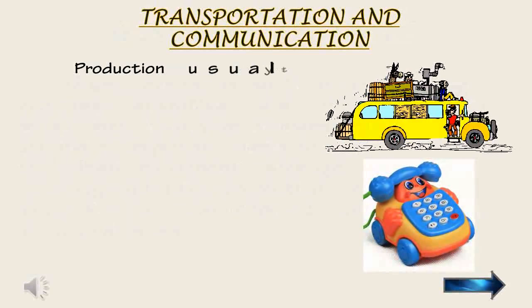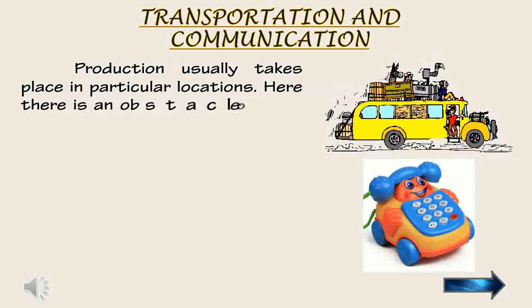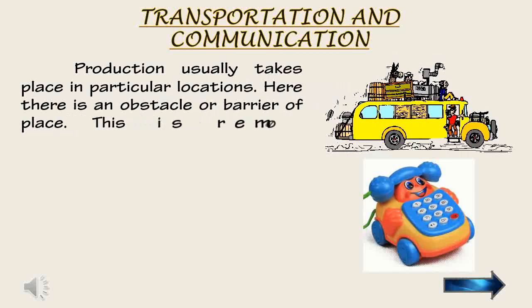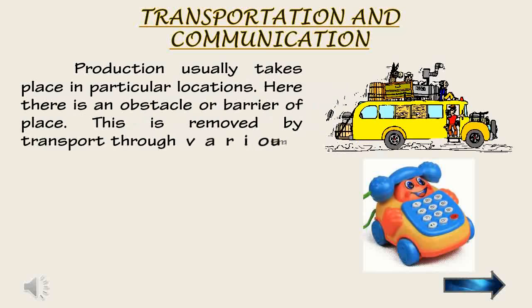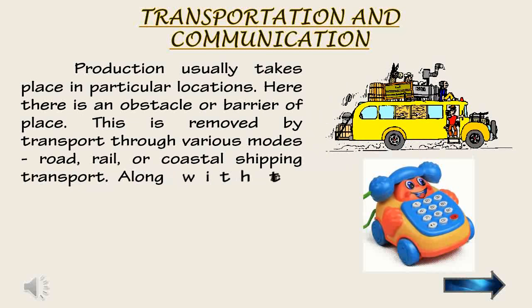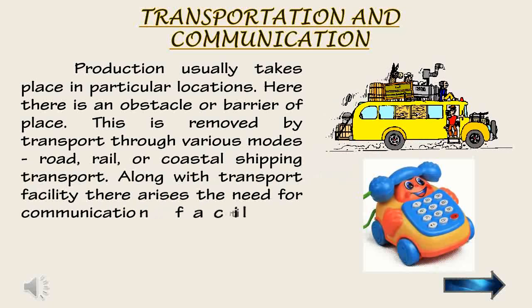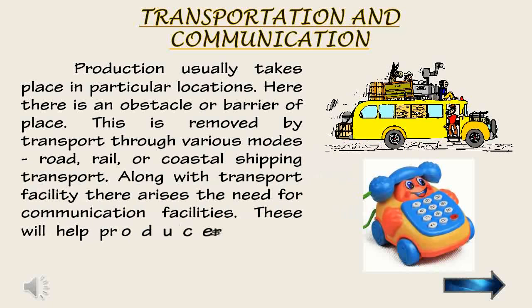Production usually takes place in particular locations. Here there is an obstacle or barrier of place. This is removed by transport through various modes. Road, rail, or coastal shipping transport makes possible the physical movement of materials and goods from the points of production to the place where they are needed for consumption.